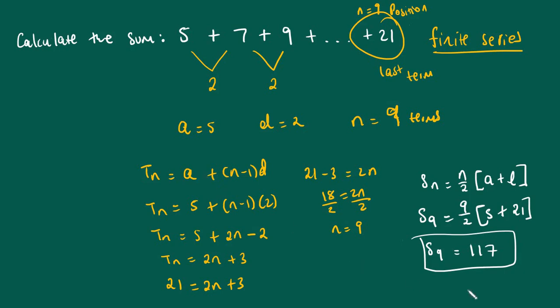Let's say that you are given the following. Another example related to that would be, let's say you are given 20 minus 10 minus 40 minus brackets and then minus 490. Right? How would we get the sum for that?